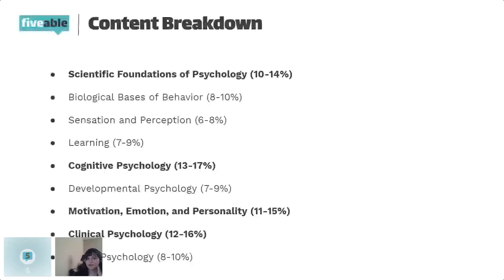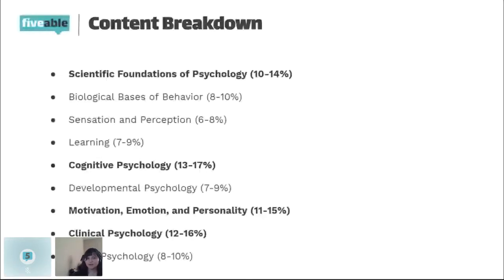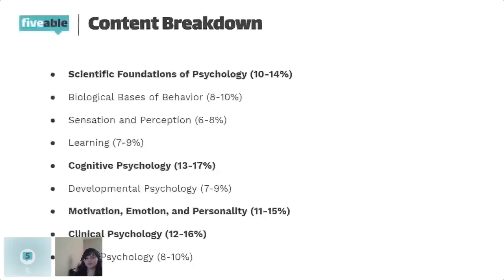There are also the biological bases, which go over the different neurotransmitters that cause your brain to behave in certain ways, the sensation and perception, learning and all the different types of learning, and then the next big one, which is cognitive psychology, which is 13 to 17% of the exam. After that, it is developmental psychology, then motivation, emotion, and personality.